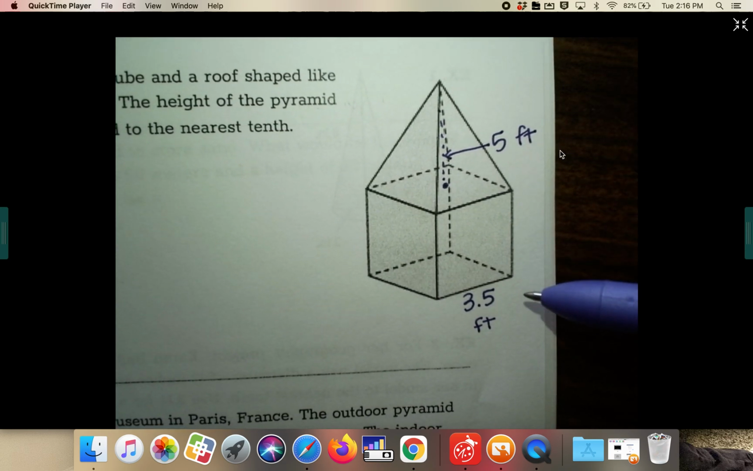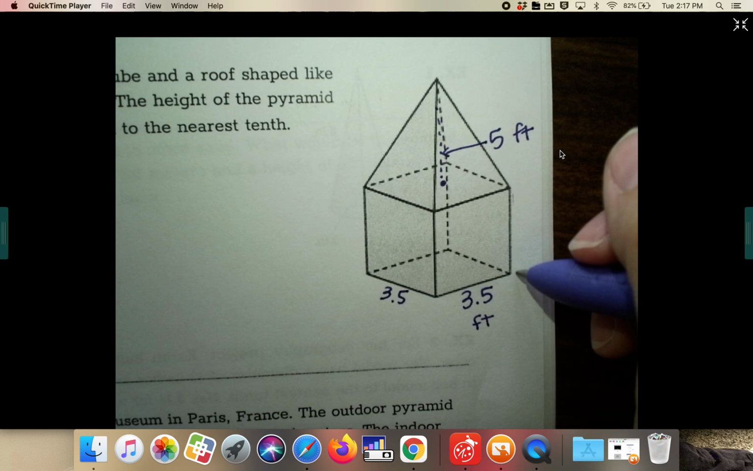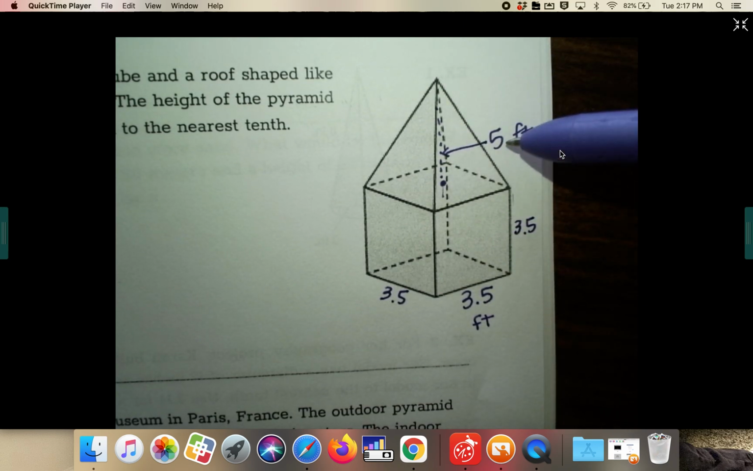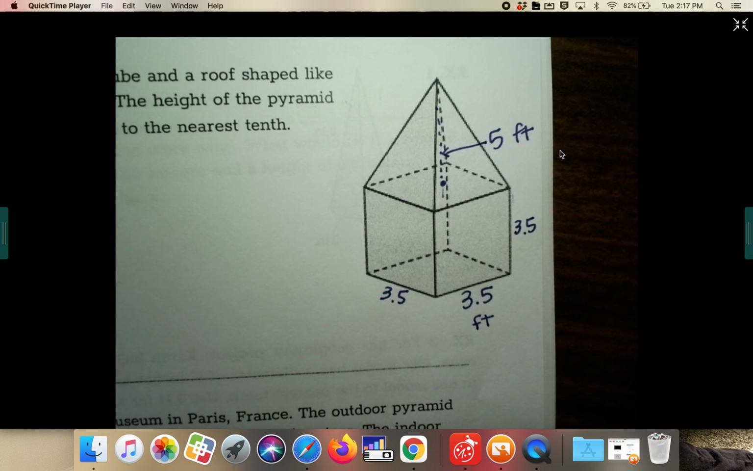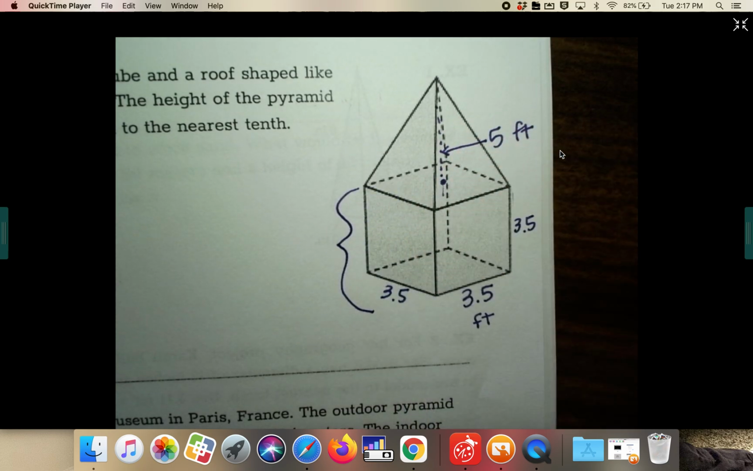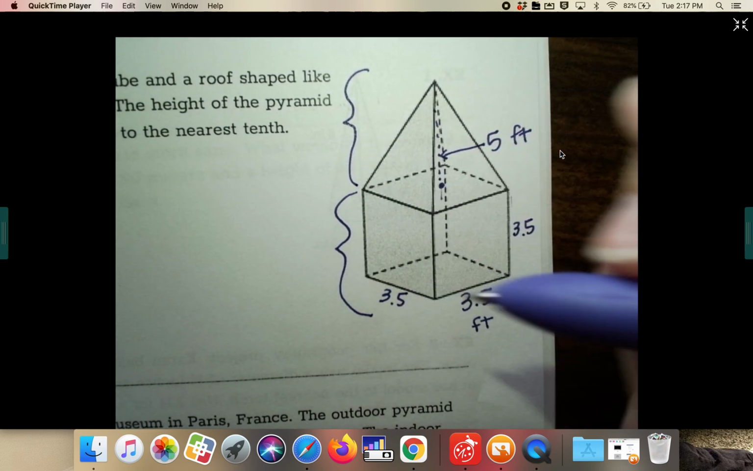Okay, we already know the height of this is 3.5 because by definition a cube is the same on all sides. So we have 3.5 here, 3.5 here, and the height is also going to be 3.5. But the height of the pyramid is 5, and that is going to come in handy here in a minute. So we need to find the volume. Here's what I'm going to suggest. Let's find the volume of just the cube first, and then we'll find the volume of just the pyramid, and then we'll add them together.